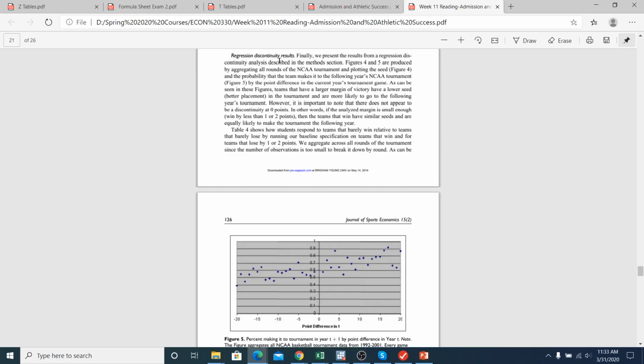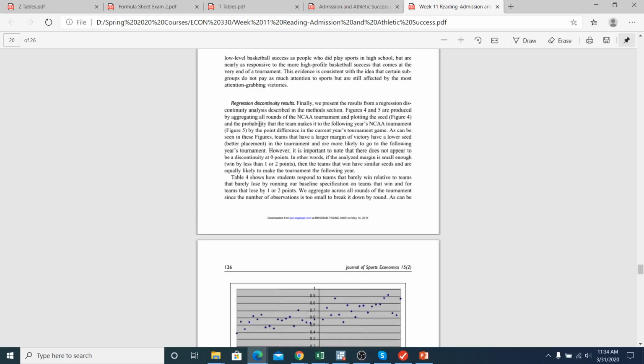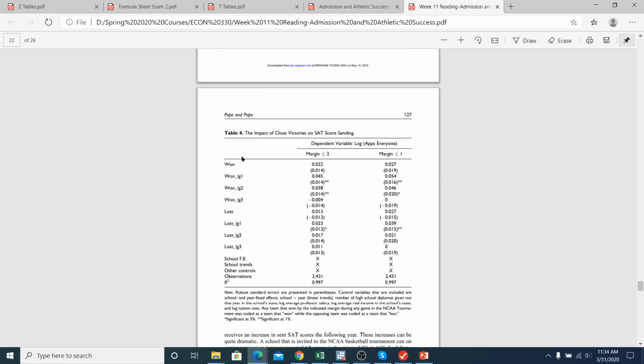Right? So regression discontinuity produced by aggregating all rounds and plotting the seed and probability that the team makes it to the following tournament, the point difference in the current year's tournament game. So did they win that game? Did they lose? So the current year looks like there's no effect, and we talked about maybe it's because we need to be lagging this, right? So we look at the lagged effects here. So did I win the game? Was the margin less than 2 or less than 1? So this is a closer margin than this one is. And we kind of see the effects look like they're a little bit higher when it was a closer game.